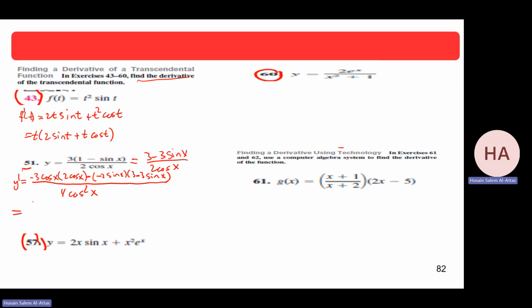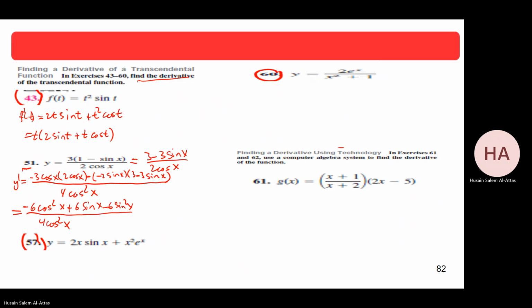So that will be what? I have minus 6 cosine square. And then I have what? Minus 2 times 3, which is plus 6 sine x. Okay. And I have minus 2 sine times minus 3, so it's minus 6 sine square x over 4 cosine square x.